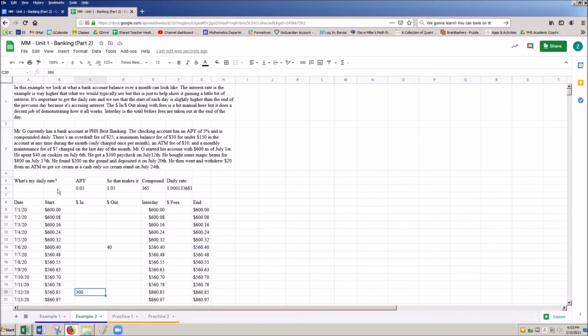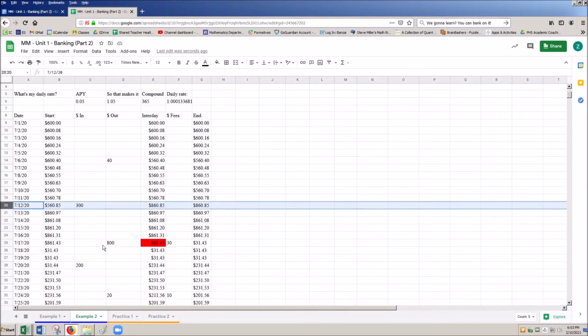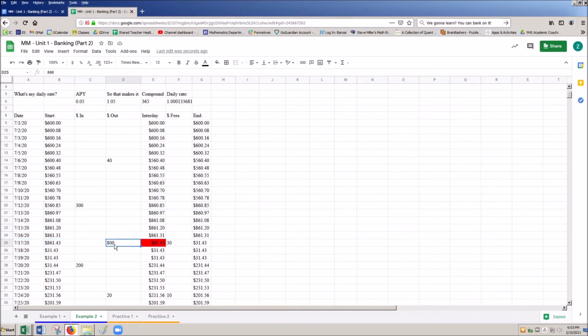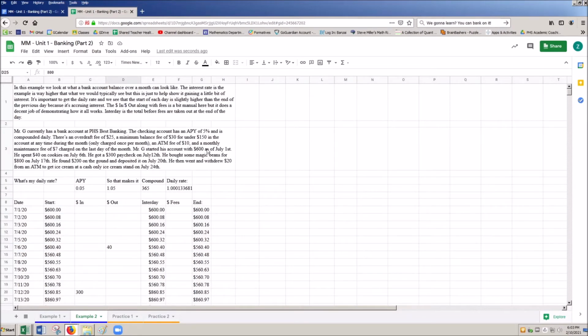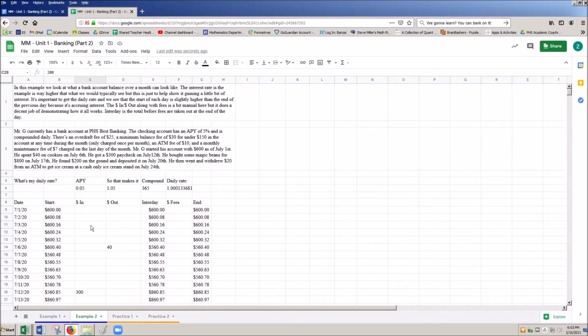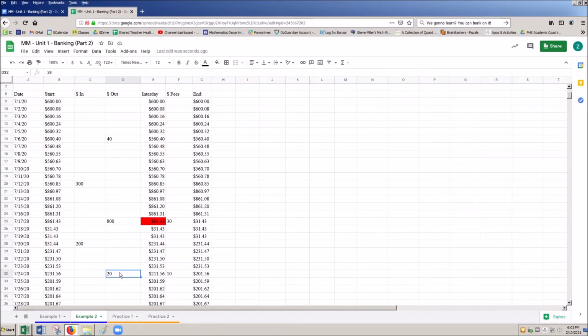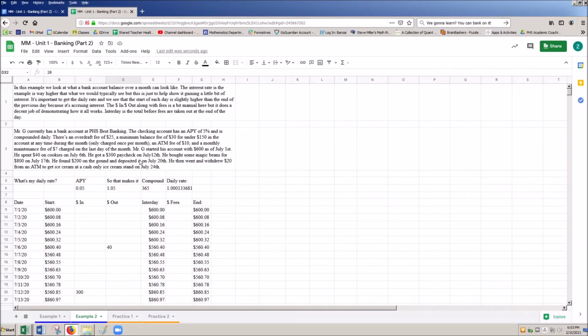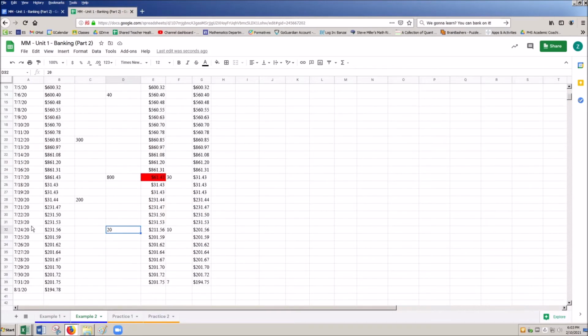$300 that I got from my paycheck, that was July 12th. That's right here in the July 12th money in column. I now have $800 out that I spent on magic beans. I thought it was a wise investment, but it turned out not to be. I have $200 coming in for money that I found buried in the ground or whatever. And then I've got this $20 that I'm withdrawing from an ATM, and that's on the 24th. So I've got each of these values in and out represented here.